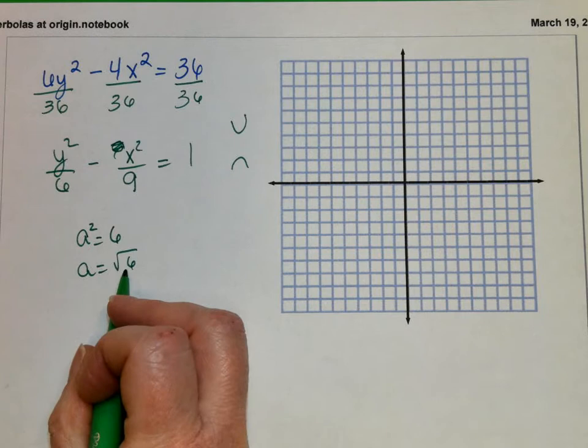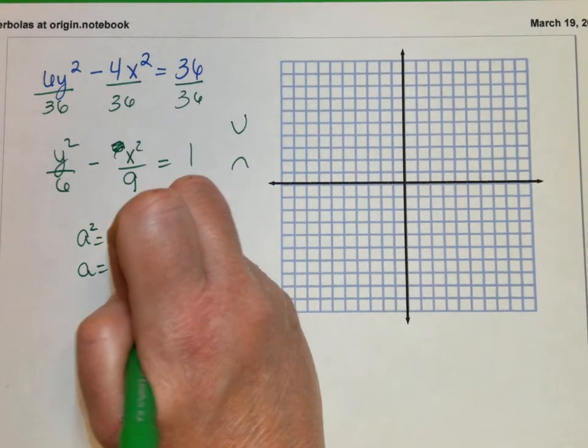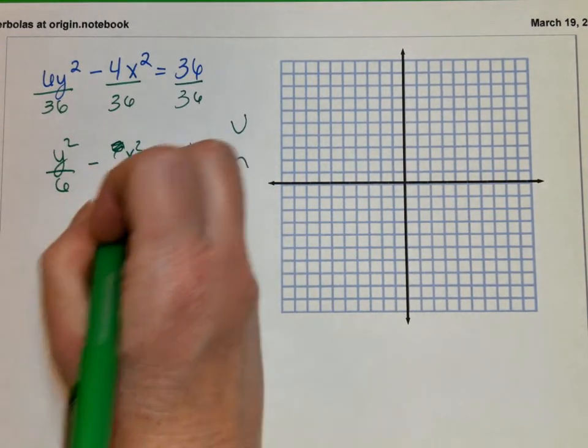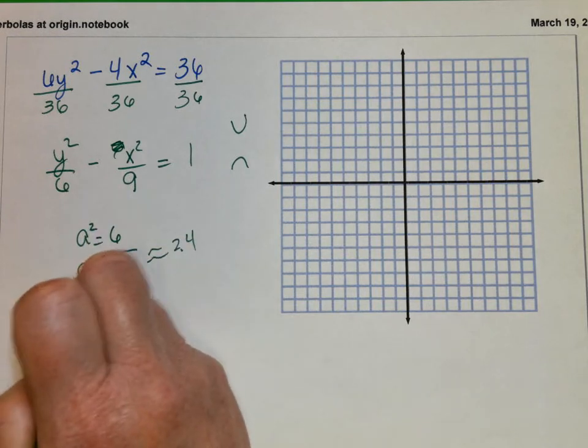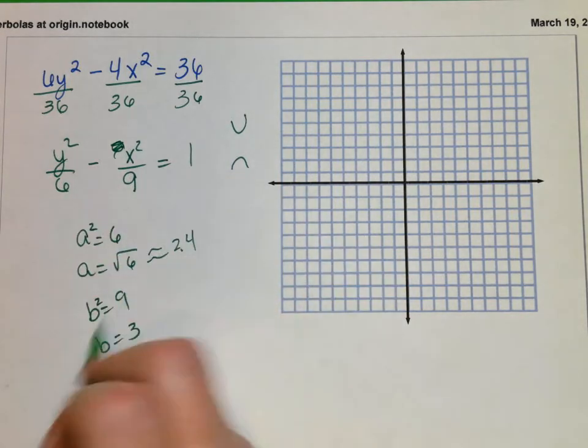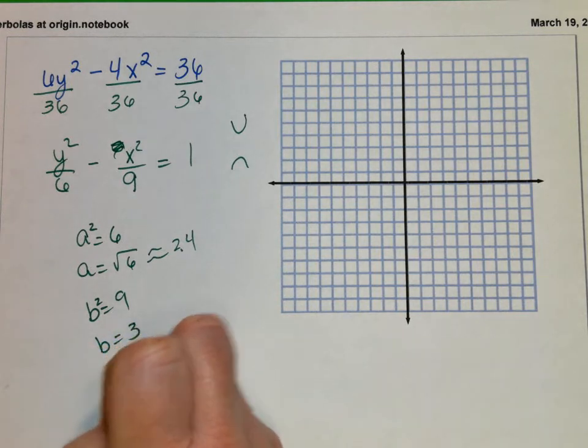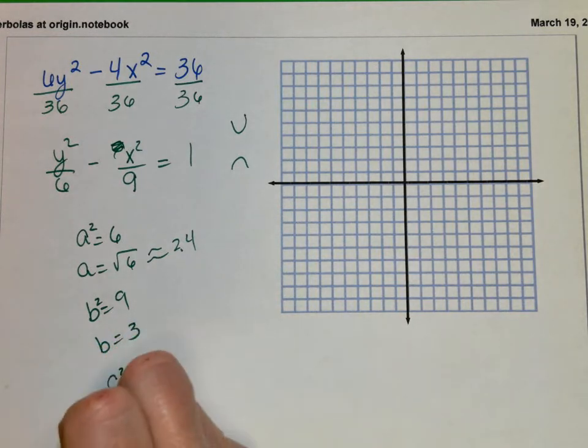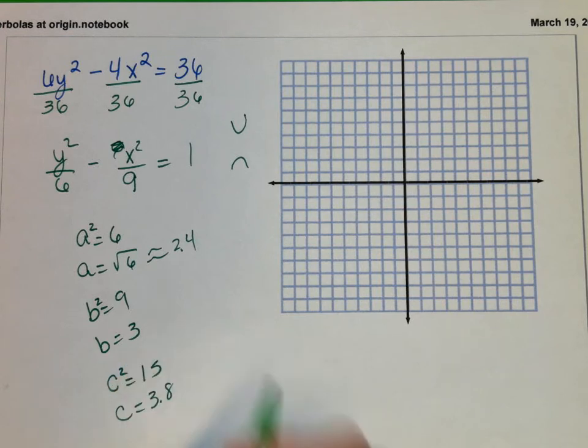More than 2, but not quite 3. We're going to call it about 2.4. And then I have b squared is 9. Well, the square root of that is 3. If I add them together, I get c squared is 15. And the square root of 15 is almost 4, so we're going to call that 3.8.